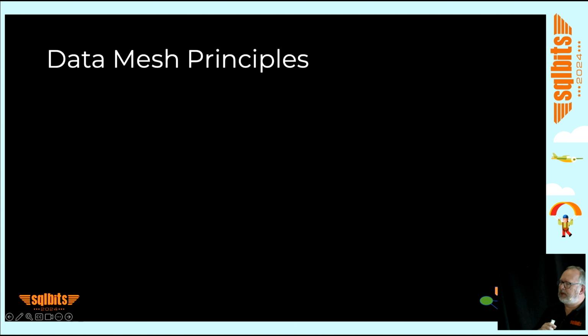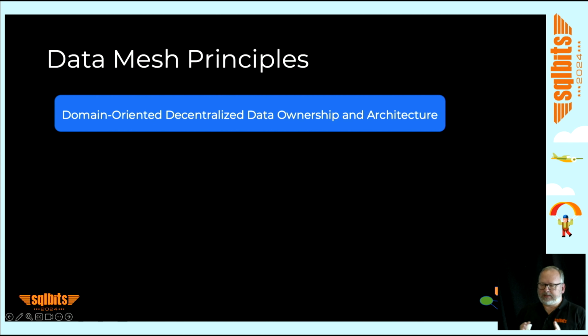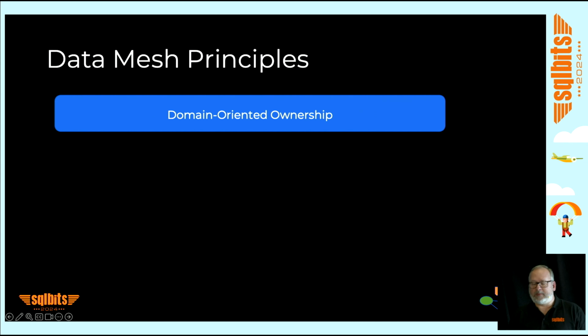So data mesh consists of four principles. The first principle is domain-oriented, what does it say? Decentralized data ownership and architecture. That's quite a mouthful. Luckily, she renamed this to domain-oriented ownership, so let's use that going forward. So what is domain-oriented ownership?